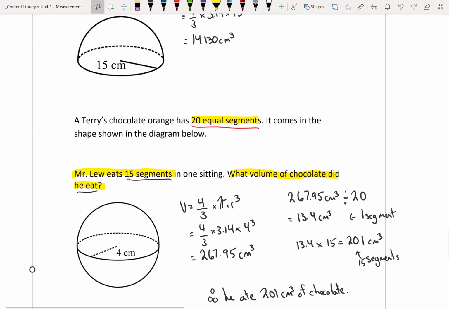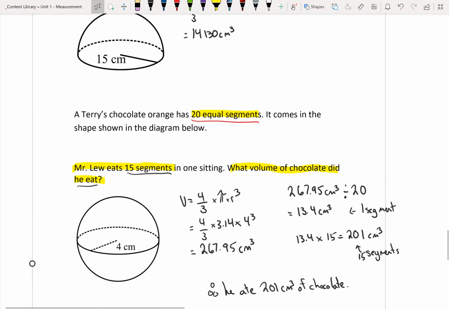So that's how we can use our volume formula to solve for the volume of spheres.